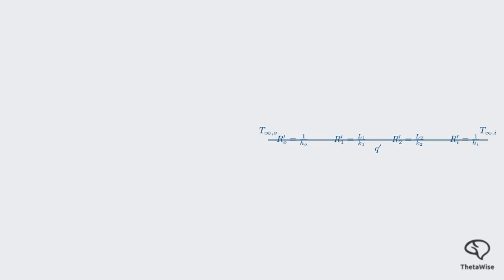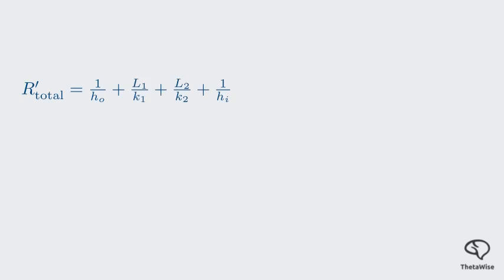This forms a perfect series circuit. Since we're looking for the heat transfer rate per unit area, it's convenient to work with thermal resistance per unit area, which simplifies the calculations. Let's call the total thermal resistance per unit area R prime total. We can get this by summing the resistances, each divided by the area A.